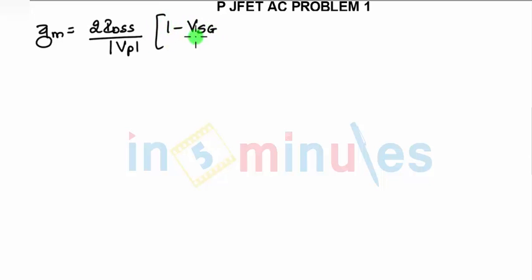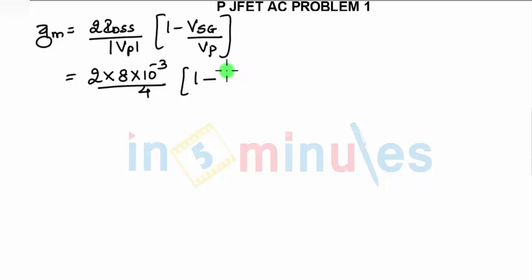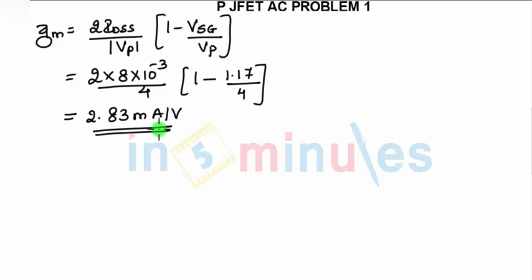So from this, the equation for GM is twice IDSS upon mod of VP, times 1 minus VSG by VP. So in all the values, you can find the value of GM. Twice IDSS is given as 8 milliamperes, VP is given as 4, we have got VSG as 1.17, and VP is given as 4. So this will give you GM as 2.83 milliampere per volt.